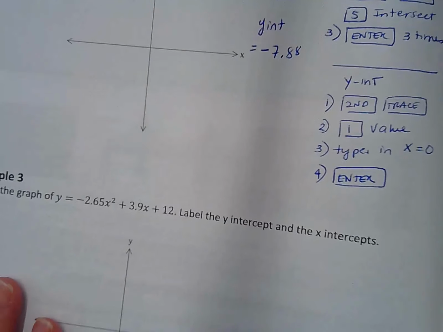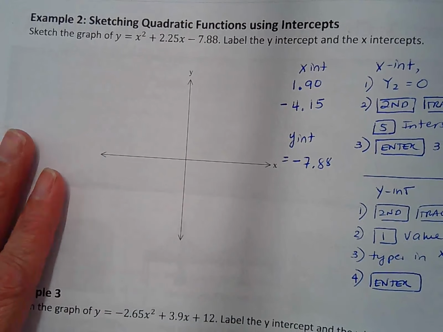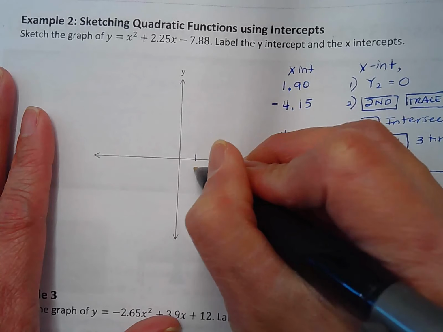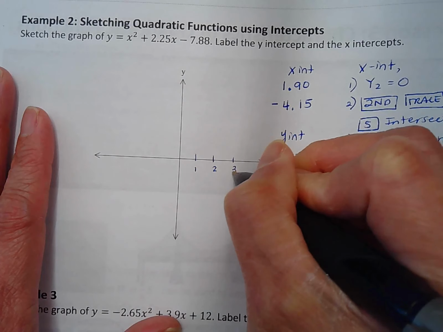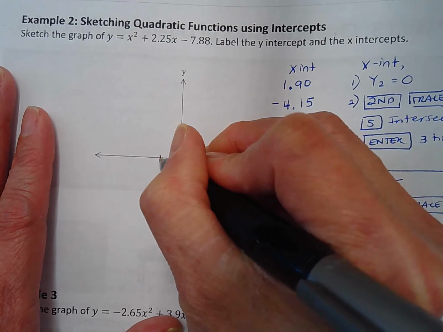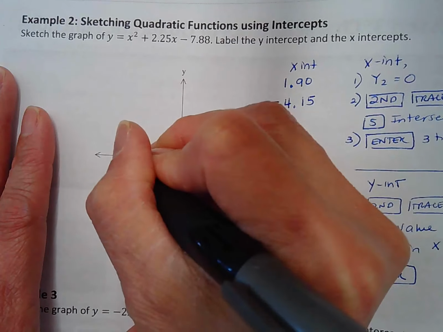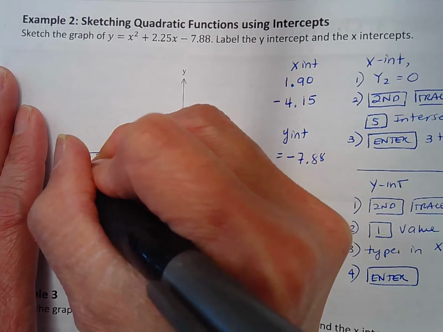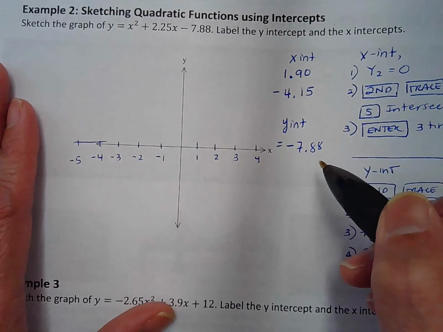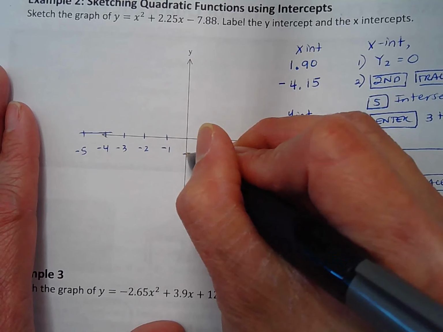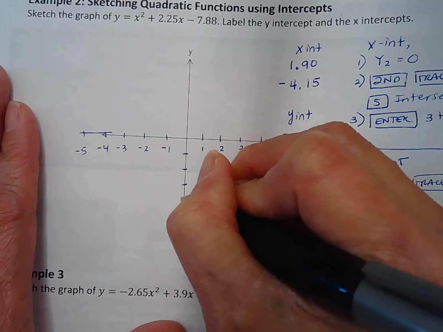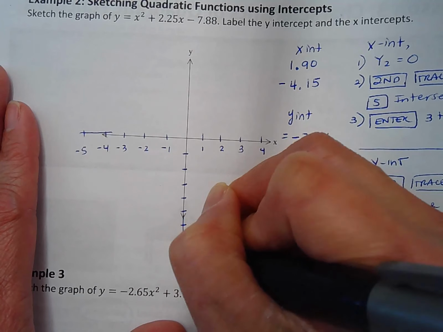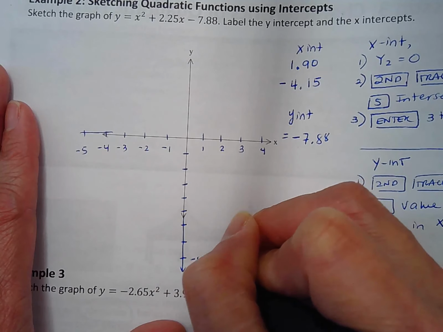Good. So now we were supposed to just sketch this thing. So how can we sketch it? We go 1, 2, 3, 4. -1, -2, -3, ooh, -4, I gotta go a little bit more, -5, and -7.88, so -1, 2, 3, 4, 5, 6, 7, 8, so -8 here.